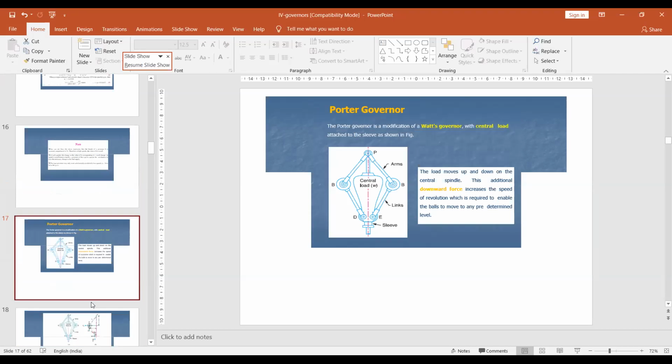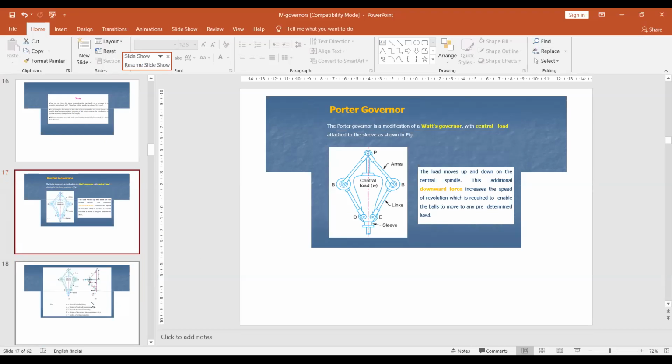Now the next derivation belongs to the Porter governor. The Porter governor is also a modification of the Watt governor. It is similar to the earlier one, but we have a small amendment: the spindle carries a central load, the sleeve. Let us observe the diagram, where there is a small amendment compared to the earlier one.